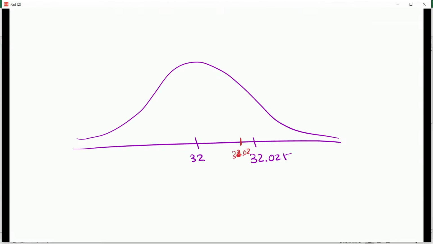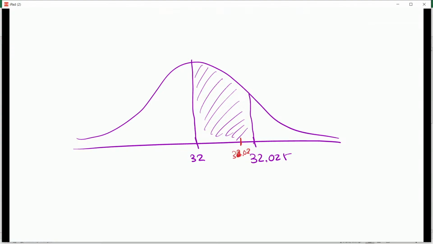There we go. It would be right there. So 32.025 is a little beyond 1 standard deviation. So here is what I'm interested in. This is between two numbers. So here's the strategy that I'm going to use.